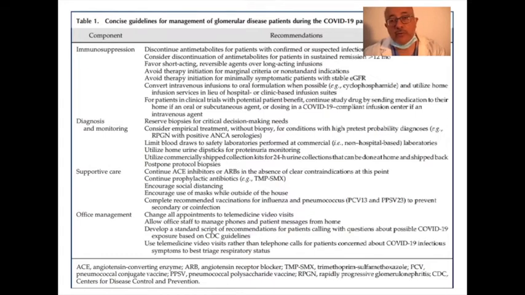When possible, switch infusions to oral forms. Also, limit renal biopsies to only critical decision-based cases, and start empirical treatment based on the pretest probability. For example, a patient with rapidly progressive GN and a positive ANCA serology. Lab visits, blood tests, and other investigations should be limited to the minimum.